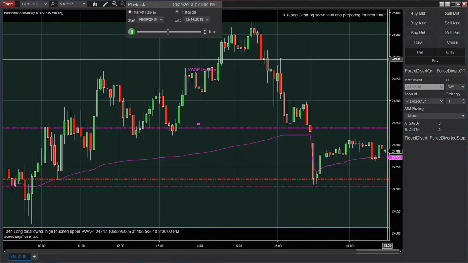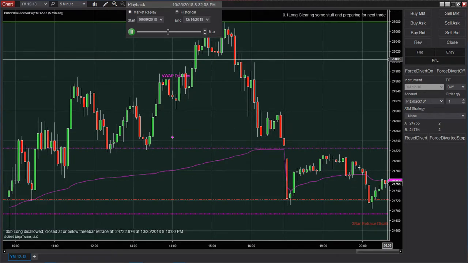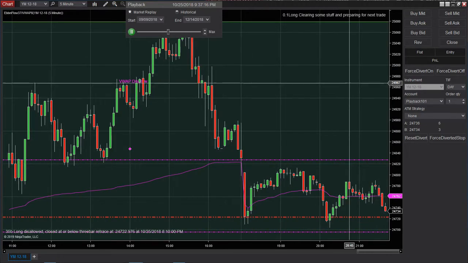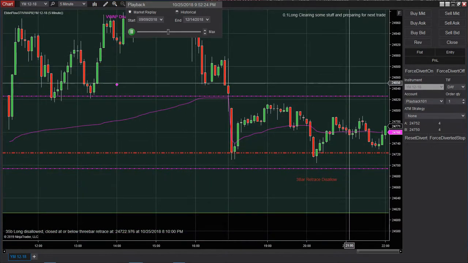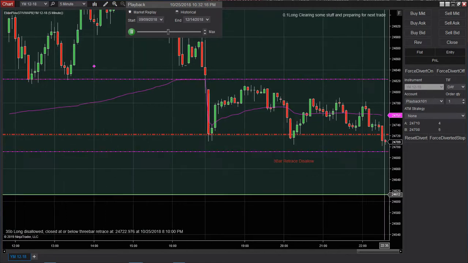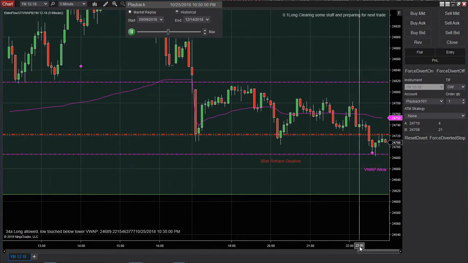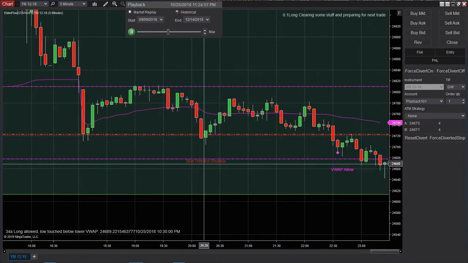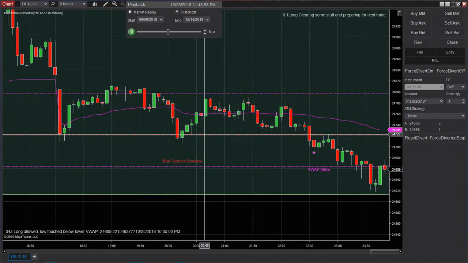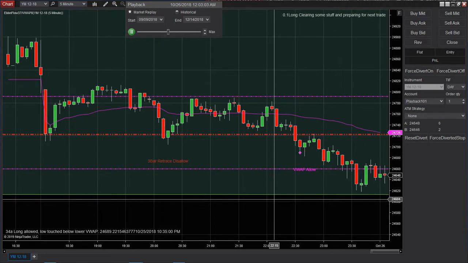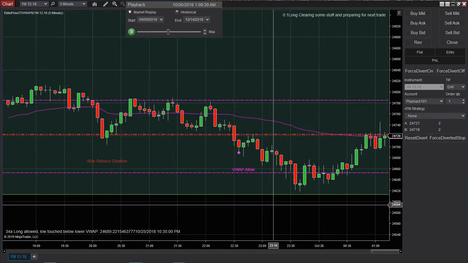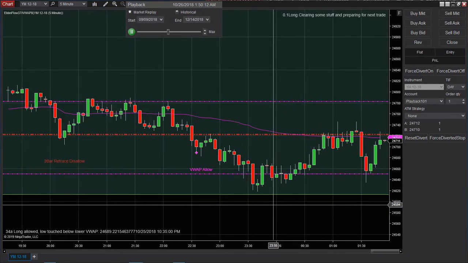Okay, I've restarted the playback in a later time period where we have a much greater amount of volatility happening in the market, so you can see more action happening with these interactions. So we just got a VWAP allow, but we also have a retrace disallow. So between the two interactions, we have a disagreement. It will not take trades.